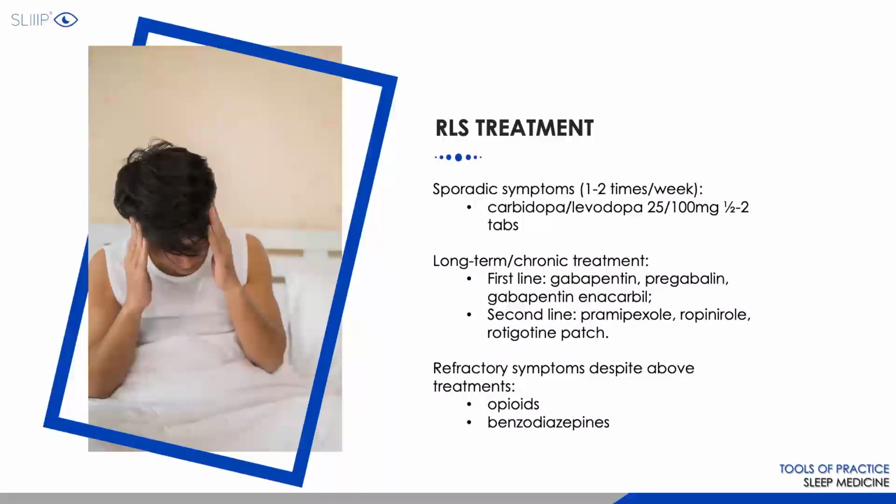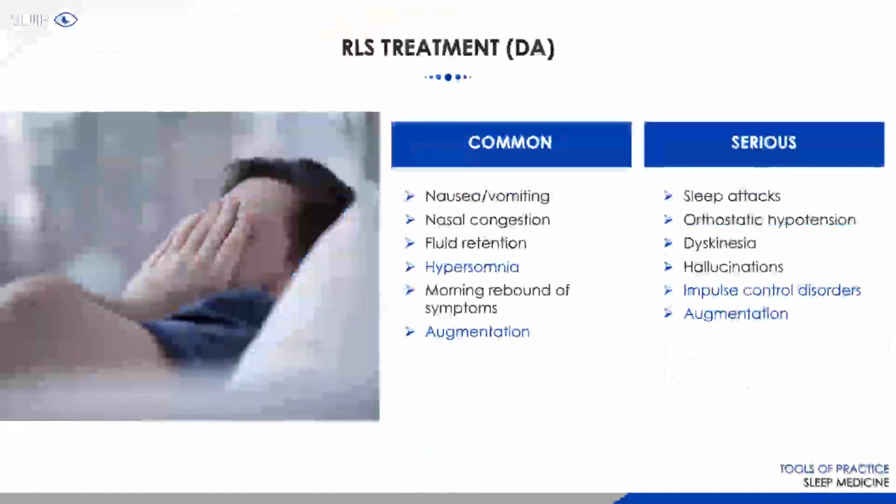Now, augmentation is a big issue we find with dopamine agonists, but the rotigotine patch, which is also called Neupro, that's the trade name, is helpful in these patients. It also causes less augmentation. That's why trying to avoid dosage increases is helpful with dopamine agonists, because it reduces the likelihood of them developing augmentation.